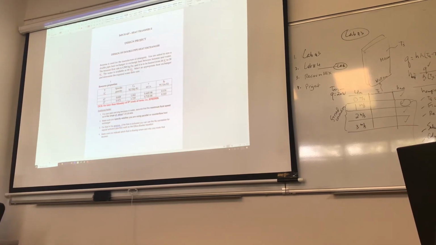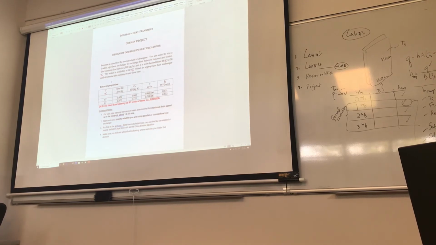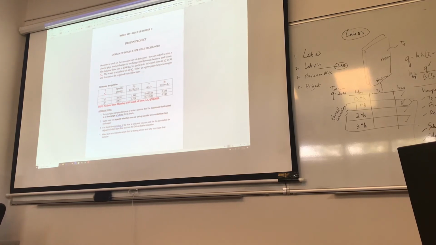First of all, I'm giving you some properties. Some students actually go online and get properties if they need them. I don't really care as long as you show the source. Or you can use it, yeah.